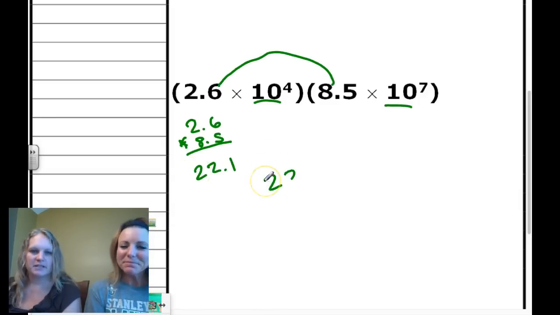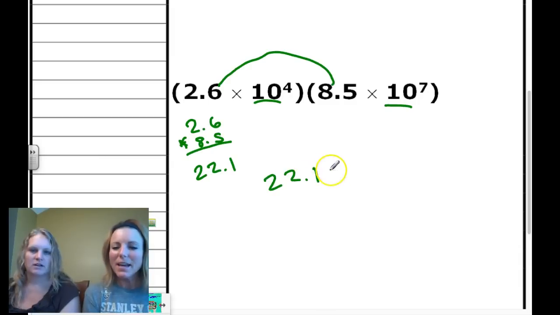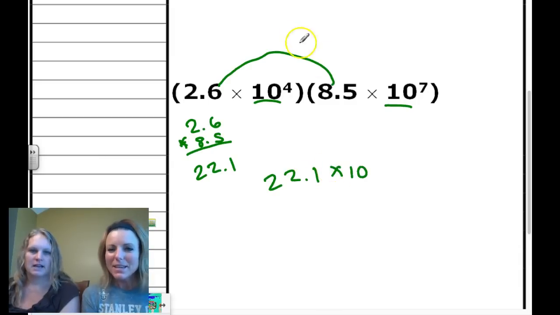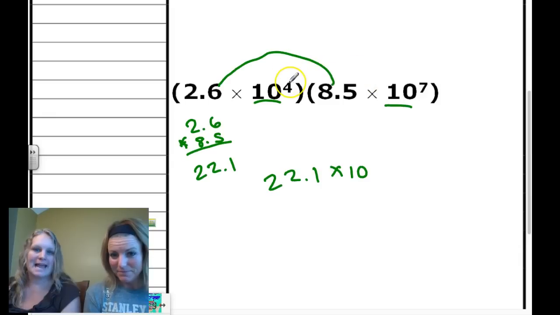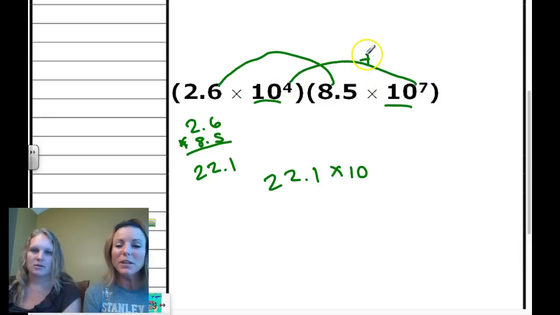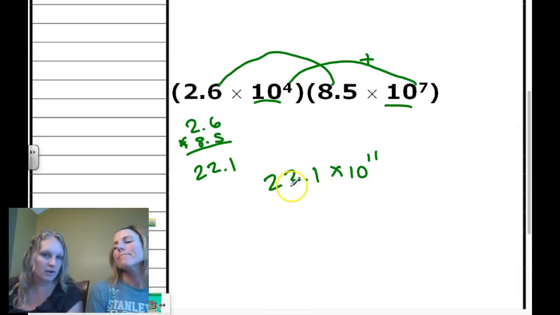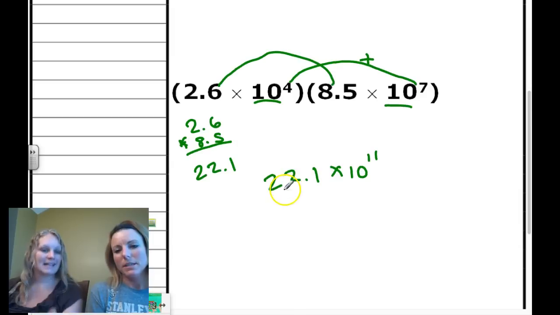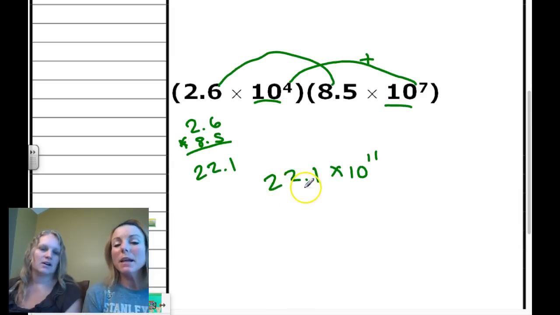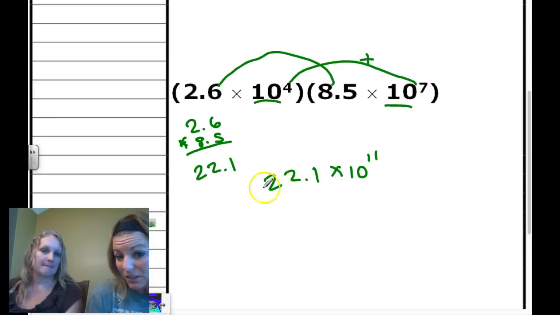So we have 22.1 times 10, and when you have those, we add the exponents. Correct, 7 plus 4 is 11. But like you said earlier, the number has to be greater than 1, which it is, but less than 10. And what she means by number is the number on the left of the decimal, or the number itself.